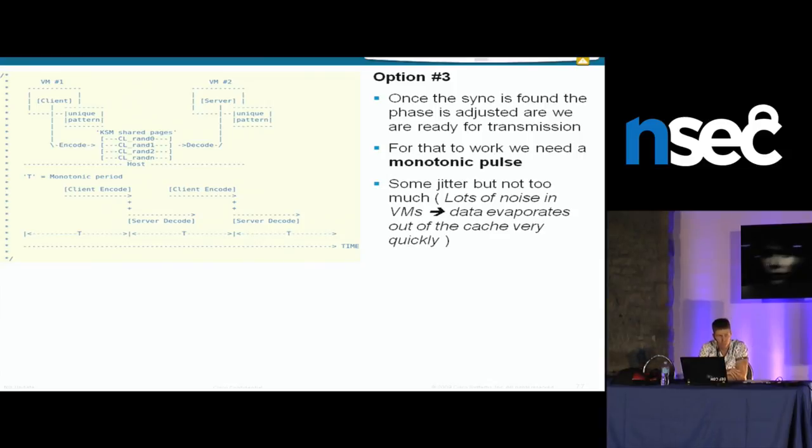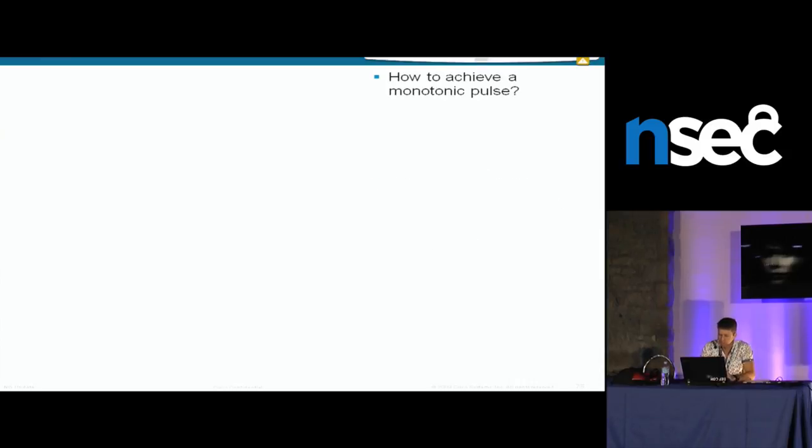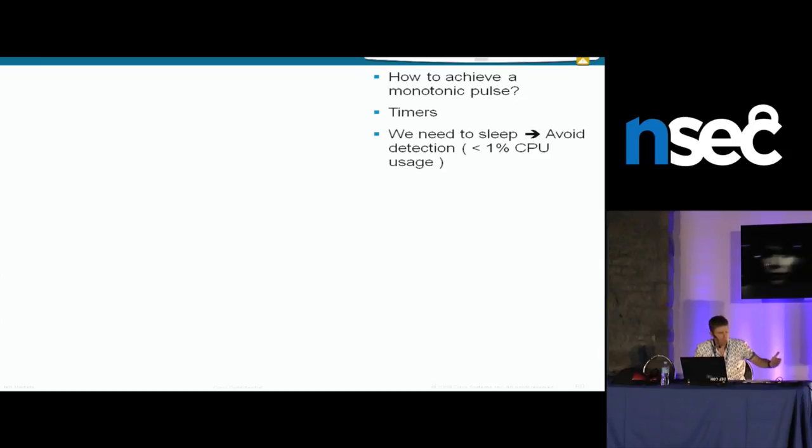You can tolerate some jitter, but not too much, because remember, all the data that we put in the cache will go out very quickly. So the problem is, how can we achieve a monotonic pulse with Linux, let's say, or Windows? The first thing that comes to mind is to use timers. Timers are good because we need to sleep, right? So we can define a period so that over that period of time, we just burn 1% of CPU.